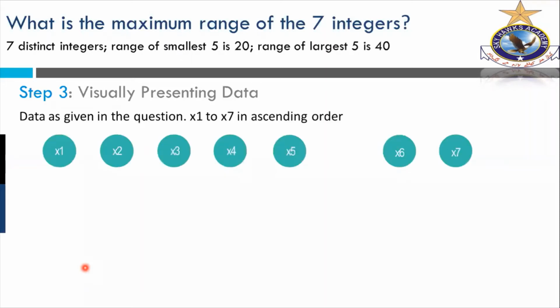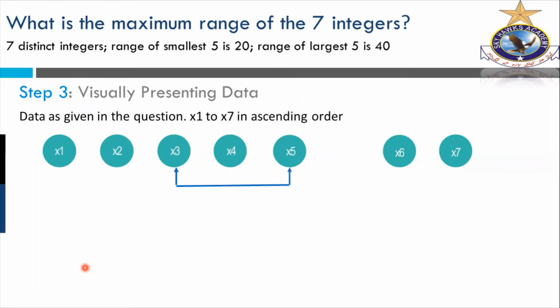So, visually presenting data. Look at these numbers. Suppose these balls, these circles, are the real integers which you are dealing with to get the answer. Data as given in the equations x1 to x7 is in ascending order. Each and every one of the 7 balls is representing a number. Okay, are you getting this? It's a visual way just to see the numbers, because we are looking for these numbers.